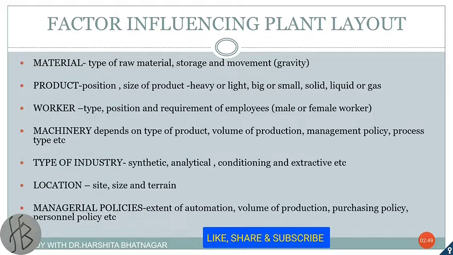Next topic is the different factors that influence plant layout. The first one is material, meaning what type of raw material is used by the organization. It can be solid, liquid or gas, heavy or lightweight, large in size or small in size. How much storage capacity you have and what movement it will require. These are the important things that we should consider with respect to material.